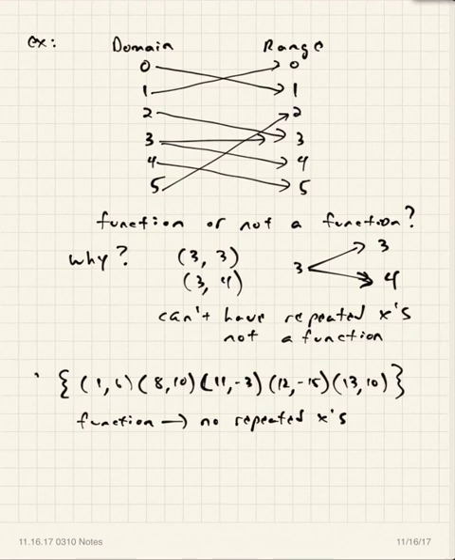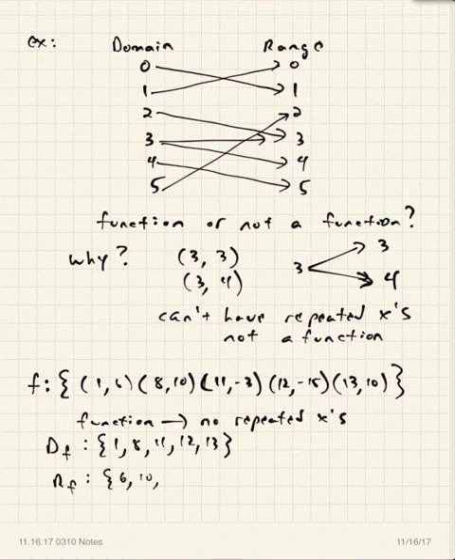So we could name this function, like we might name it f, and name this set f. And the domain for f, this is the notation we'd use for the domain for f. We'd put a capital D, and we put a subscript on the D, which is the name of the function. So the domain of f would be the set 1, 8, 11, 12, and 13, like that. The range for f would be the set 6, 10, negative 3, negative 15. And we don't write 10 twice. We don't write repeats down like that.